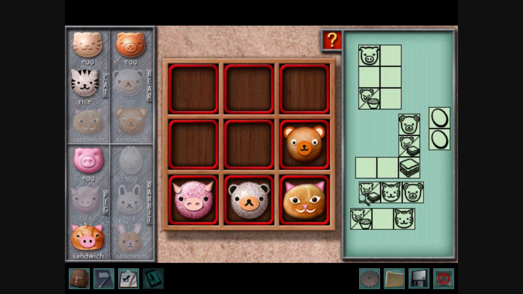Now let's take a look at this piece, which we haven't used yet. It's bear, then cat, then pig. It's not here. And it's not here in the top row because we have a pig in this spot. And this piece requires a cat in the middle. So it's bear, some sort of cat, and then pig sandwich. Now, as I've been saying, there's a pig over here in this spot, and there's only one more pig left, so that is pig egg.